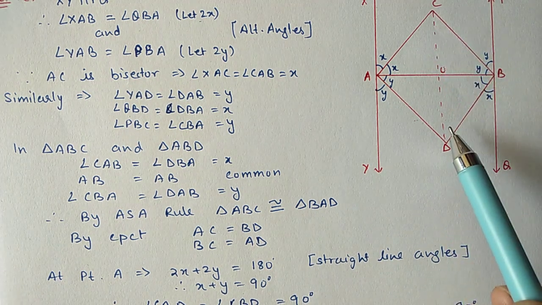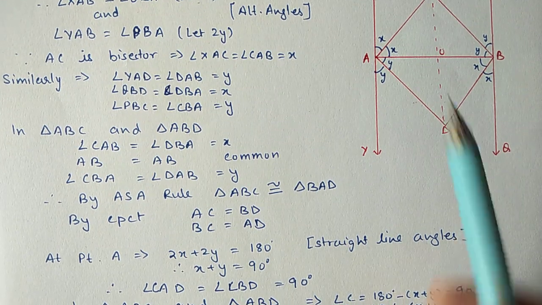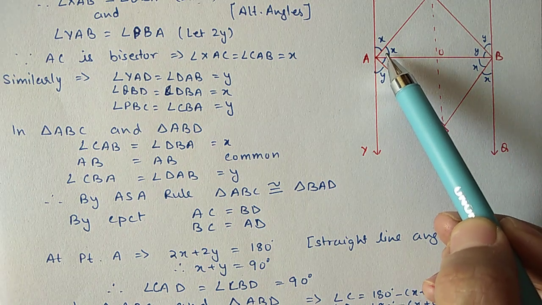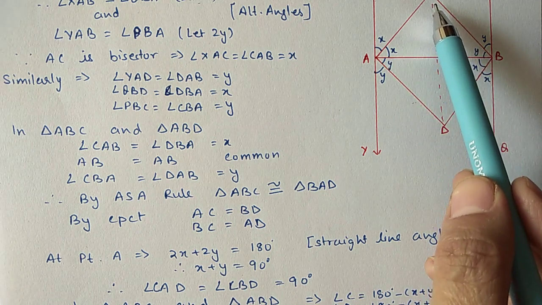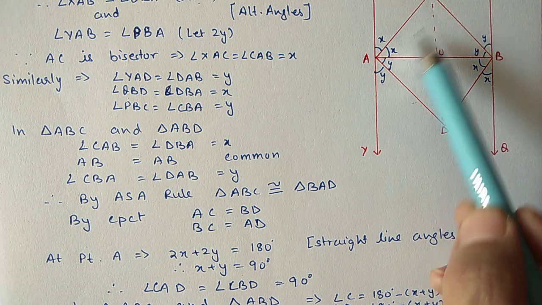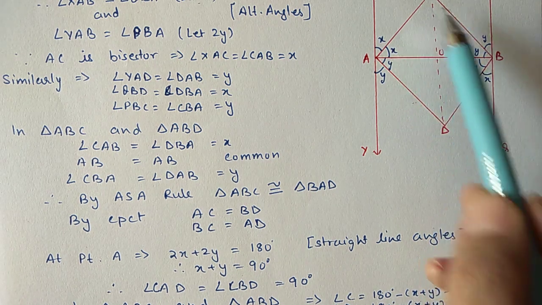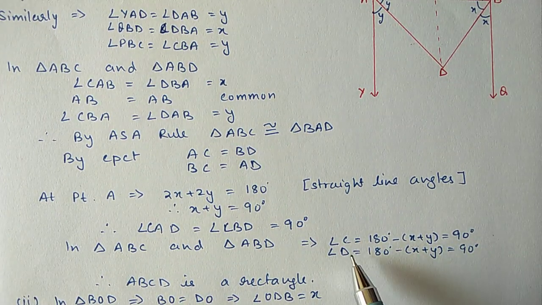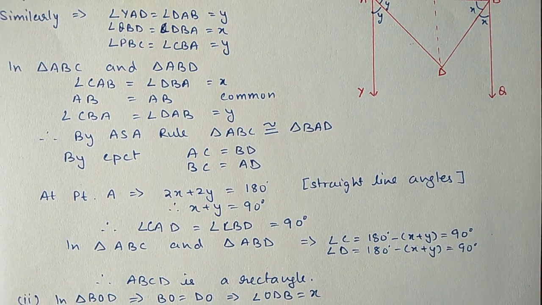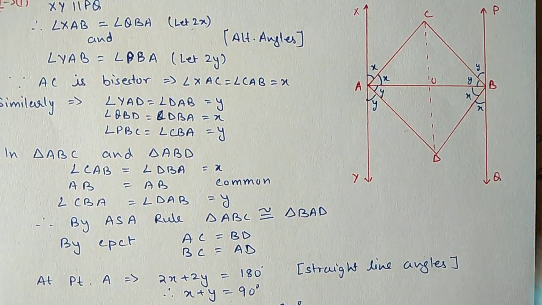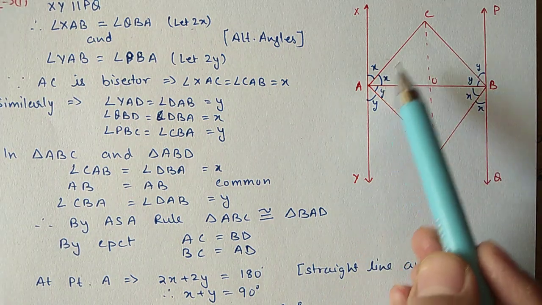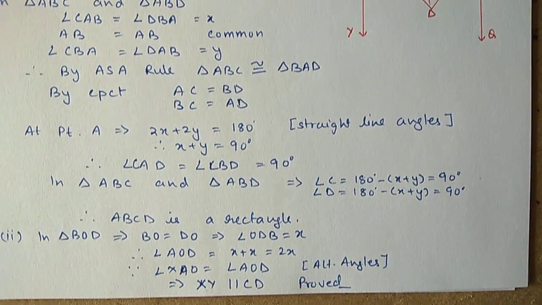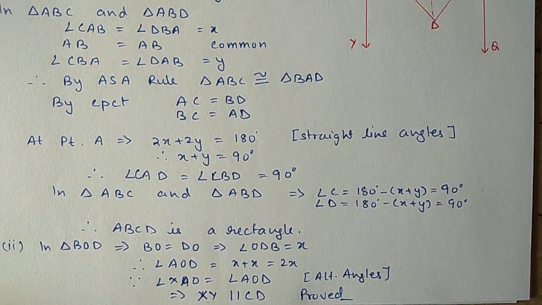Now we'll come to angles C and D. If we focus on angle C, in triangle ABC, the sum of the three angles is equal to 180 degrees. Because the sum of these two angles is 90 degrees, the remaining angle will be 90 degrees. So angle C is equal to 90 and angle D is equal to 90. So in ACBD, we come to know that opposite sides are equal and all four interior angles are 90 degrees. It means it is a rectangle. So we can see here ACBD is a rectangle.